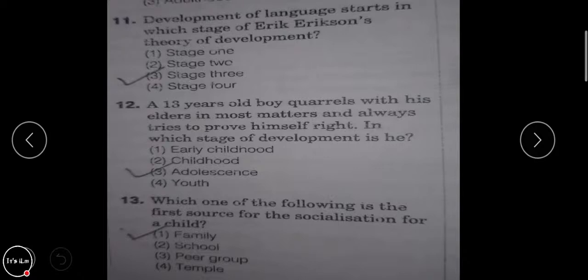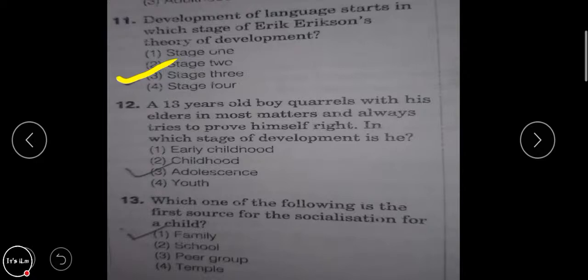Now let's move on to our next slide. The development of language starts in which stage of Erikson's theory of development? This video is related to the socialization process in the development of a child. Here we see stage 1, stage 2, stage 3, stage 4. Here our answer is stage 3. In stage 3, the child starts to learn the language.